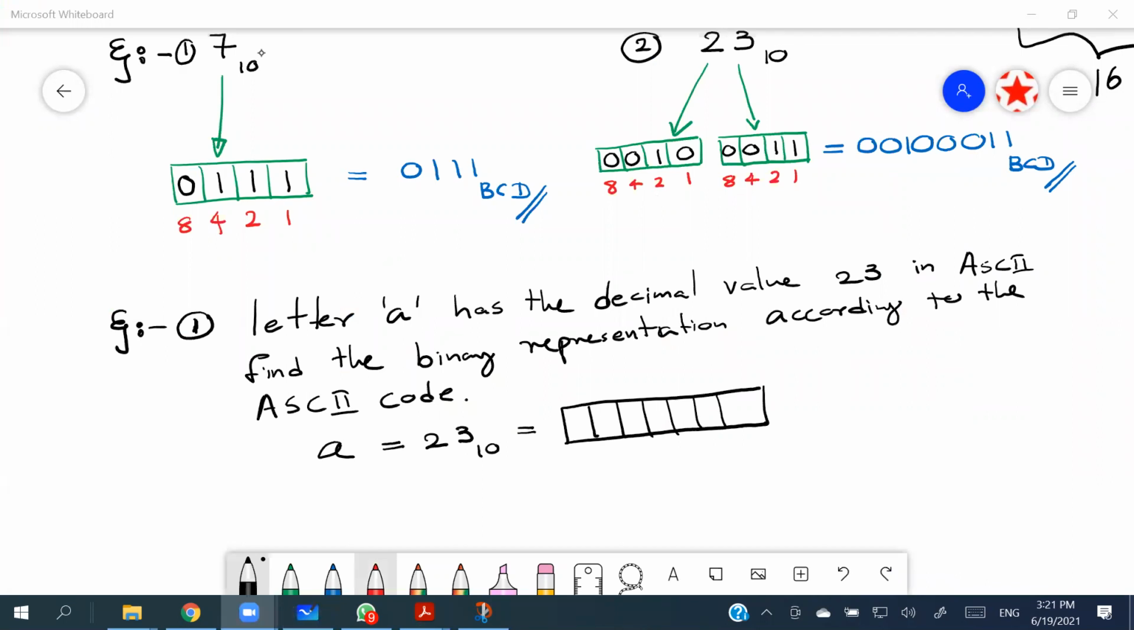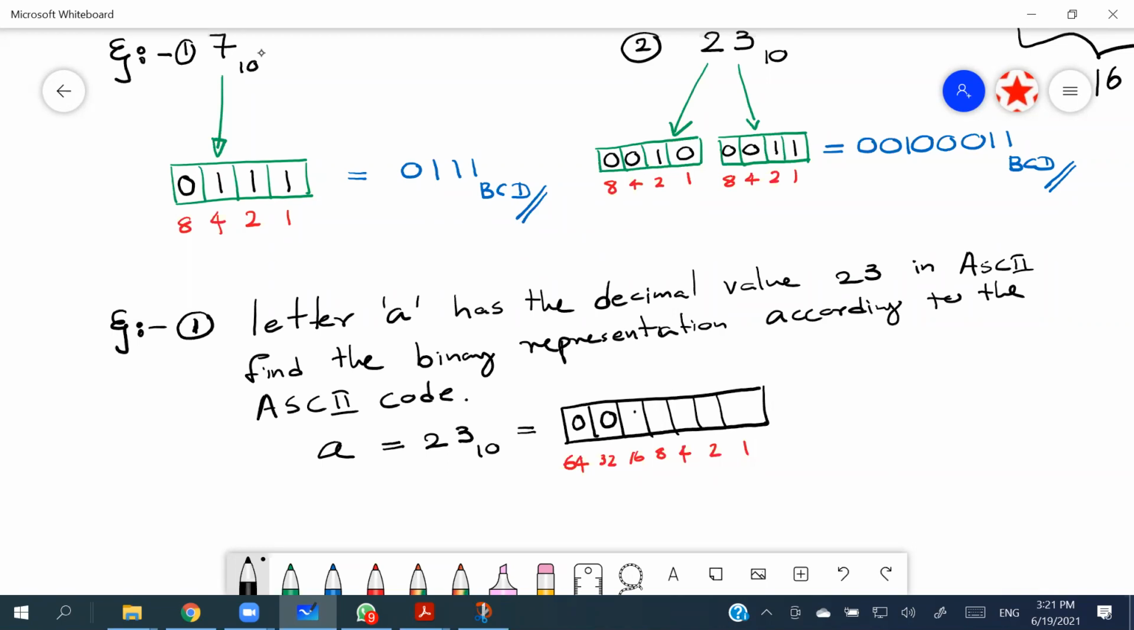Right? So for 7 bits, what are the place values? We got 1, 2, 4, 8, 16, 32 and 64, right? So how are we going to represent 23? Just make 23 out of these numbers. We don't need 64 because it is larger than 23. We don't need 32, it is larger than 23 as well. So we got the others.